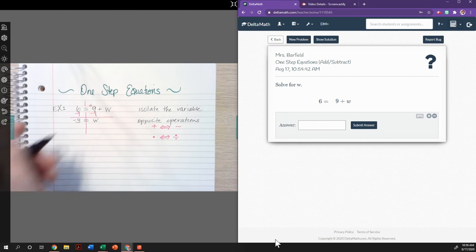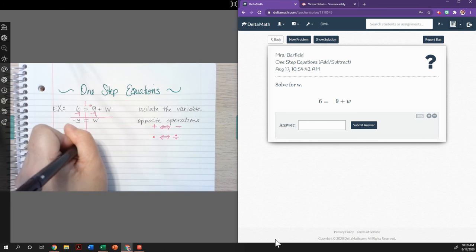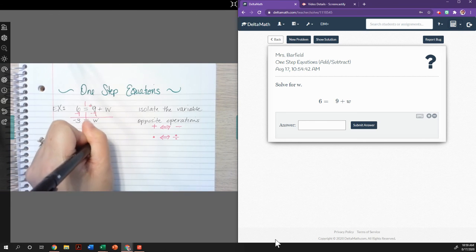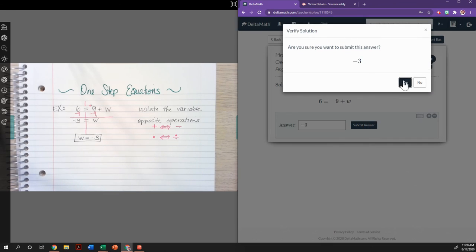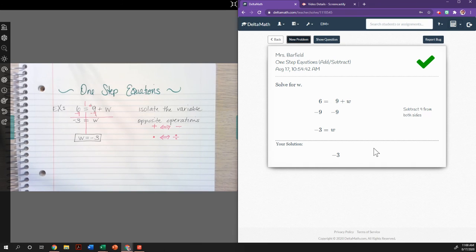Okay, now there are lots of different ways to represent that final answer, but for Delta Math, okay, all you're going to do here is you're going to type in -3. You do not have to type in W. Okay, you're just going to type in -3, and then you're going to click submit, yes, and you're good.